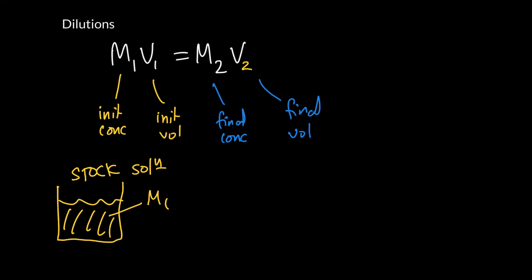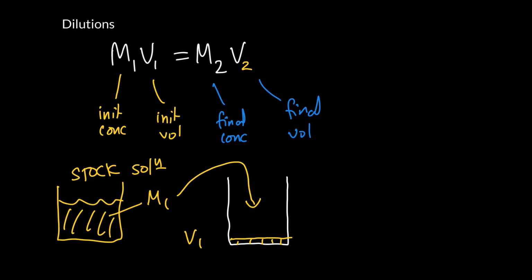To dilute that stock solution, we're going to transfer some of it to another vessel. So we probably wouldn't use a beaker, but we'd probably use something like a volumetric flask or a cylinder or something like that. So we're going to take some of this out, and it's going to have a volume at this point, V1. Okay, so this is the initial concentration, this is the initial volume.